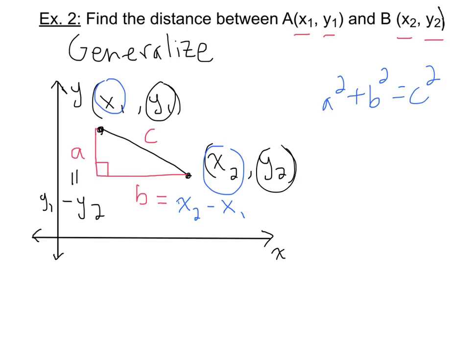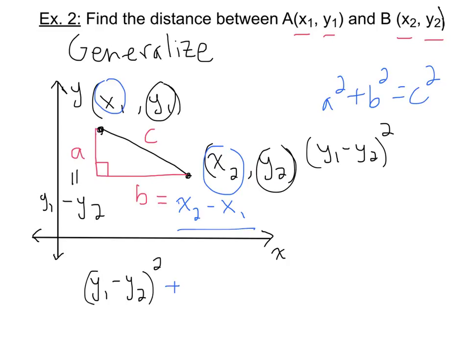So a squared is equal to (y1 minus y2) squared. Actually, I'm going to write it down at the bottom so I have a little bit more room, plus our b squared, which is, again, remember this part, (x2 minus x1) squared equals our c squared. Okay, and then if you were to solve this equation for c, it's going to get a little messy, but we could do it. How would you do that?